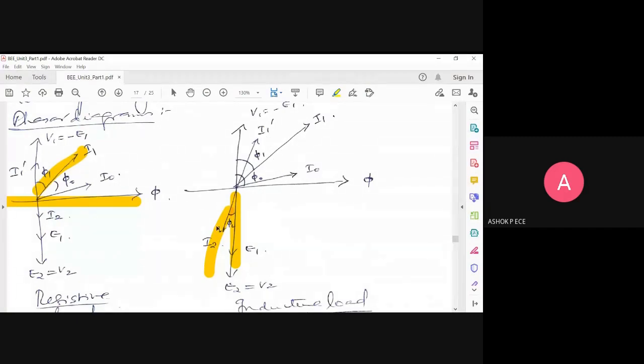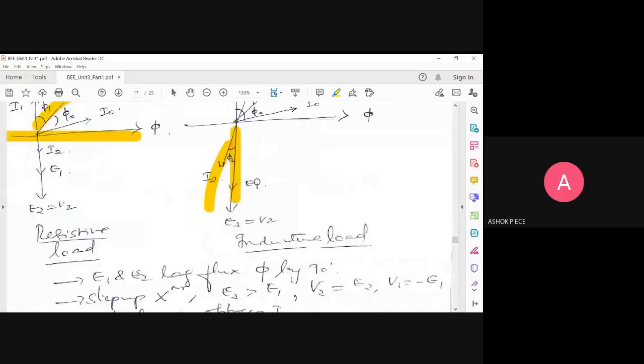See, it all depends on how you draw I2 and I1 dash. If you draw I2 and I1 dash properly, then everything will fall into place. In the first diagram, I2 and E2 are in the same direction because of resistive load, there is no phase shift. Second case, for inductive load, I2 is lagging behind E2. So I1 dash will also lag behind V1. And as usual, I naught and I1 positions will be the same. There will not be any difference. This is your inductive load.